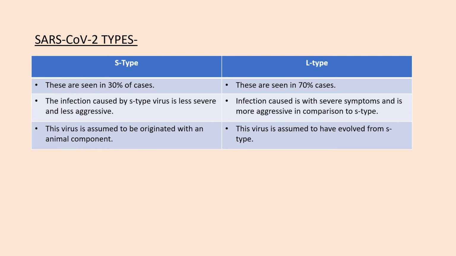Types. SARS-CoV-2 is assumed to have two types, S-type and L-type. S-type is seen in 30% of cases, while L-type is seen in 70% of cases. The infection caused by S-type is less severe and aggressive in comparison to L-type. While S-type is assumed to have originated from an animal, the L-type is thought to have mutated from the S-type virus.